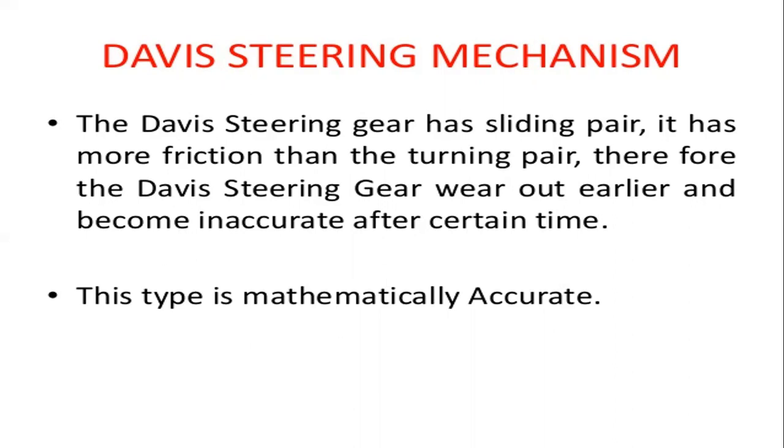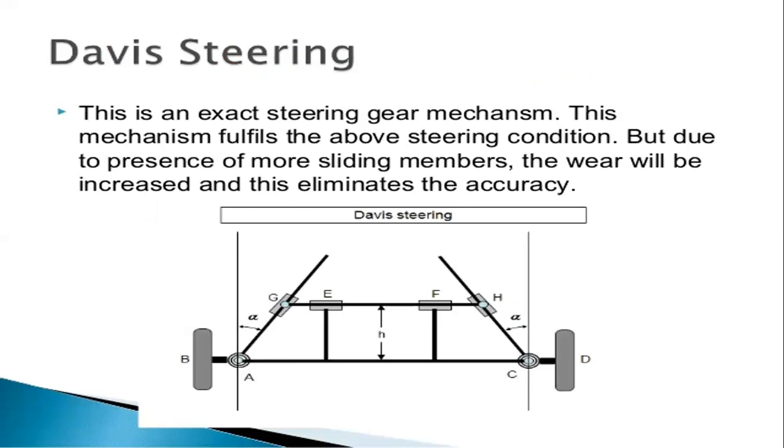This type of inaccuracy is mathematically accurate in position. Coming to the Davis steering gear, this is an exact steering gear mechanism, and this mechanism fulfills the above steering gear condition, but due to the presence of these sliding members, the wear will be increased and this eliminates the accuracy. In this Davis steering gear condition, we are using more sliding pairs. So that becomes the inaccuracy in the position of the sliding gears.